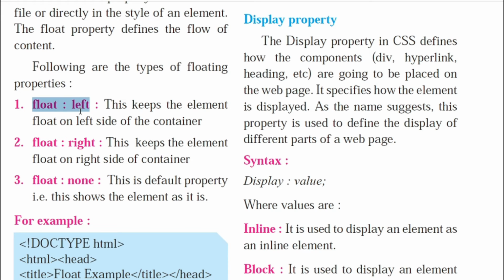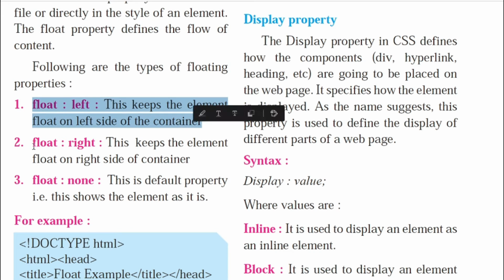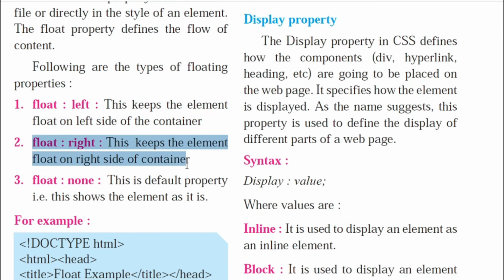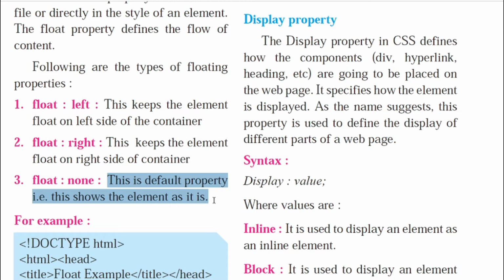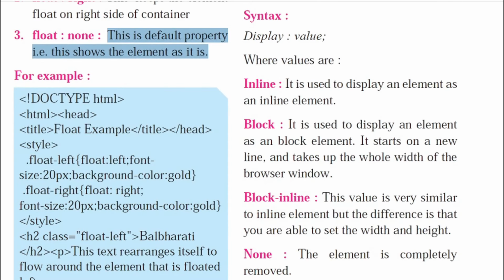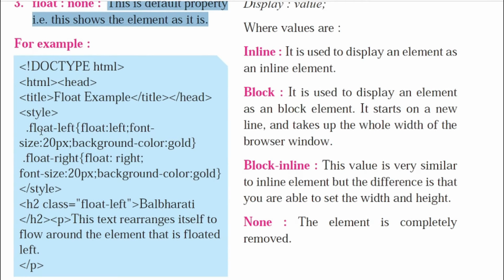Here you have types of floating properties. Float left keeps the element floating on the left side of the container. Float right keeps the element floating on the right side of the container. And none means it is the default property that shows the element as it is. So basically left and right are the two basic positions of flow of the content. Here you can see an example, my dear students. A class with dot float left is created and a class with dot float right is created. These two classes will be used in our program to set a particular heading to the left and a particular heading to the right.